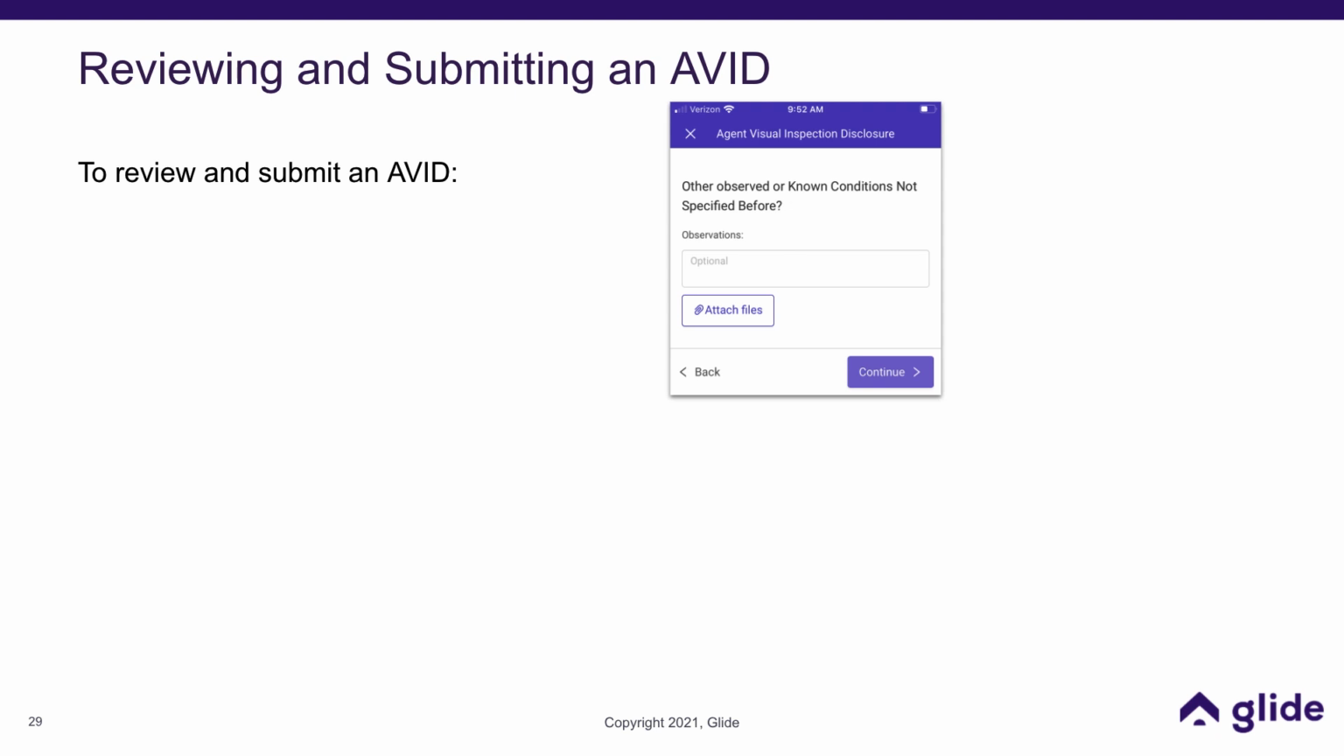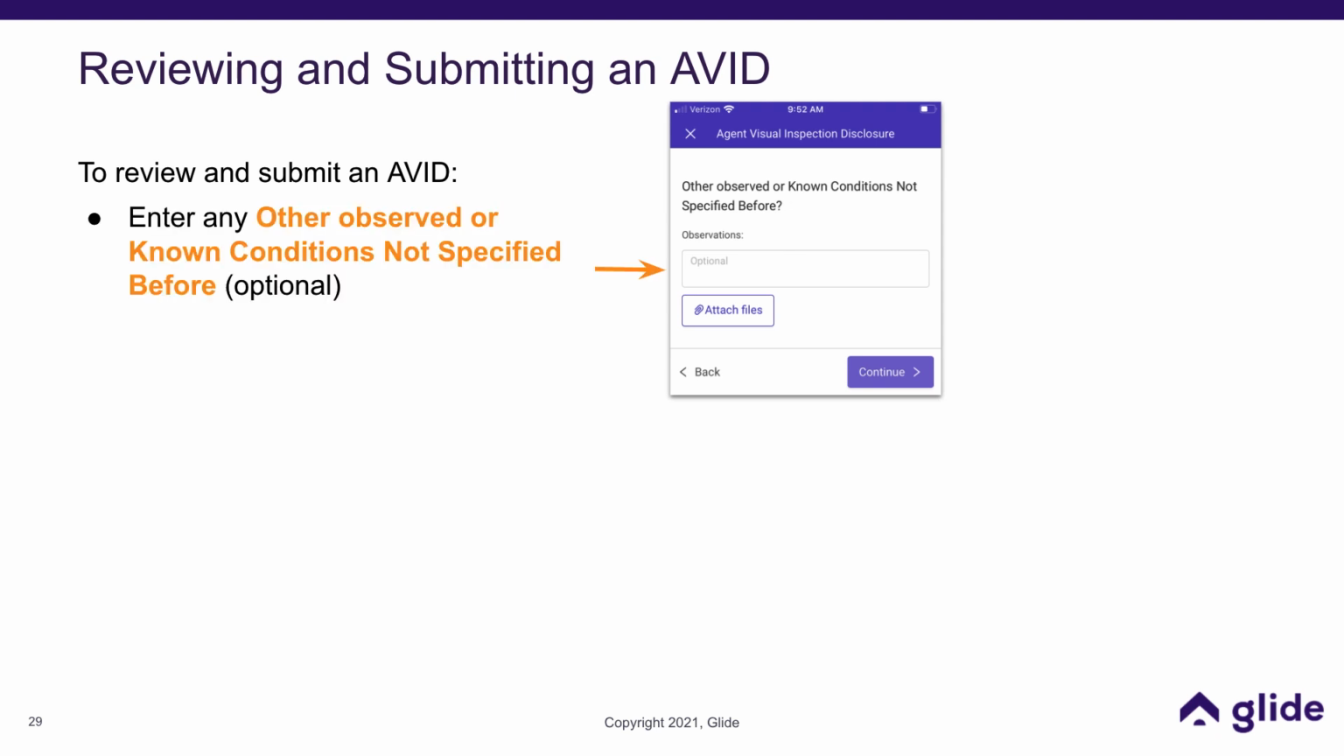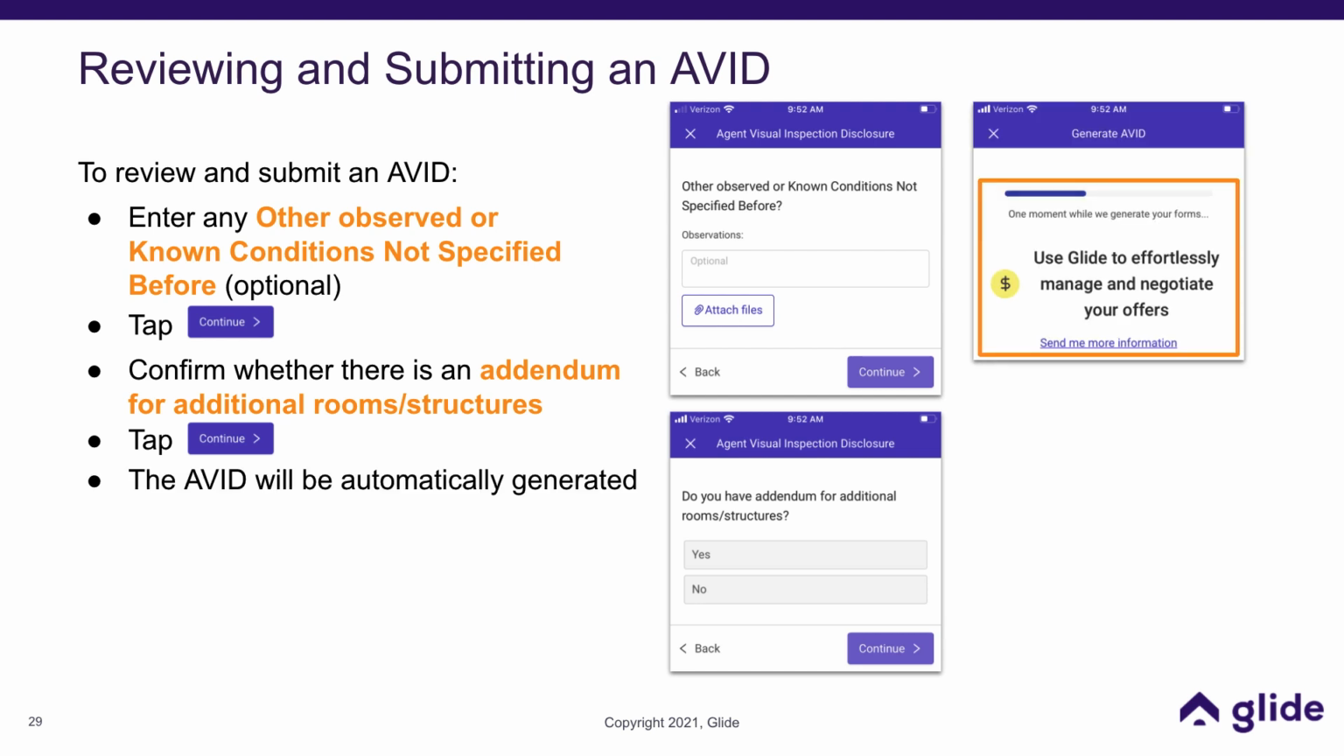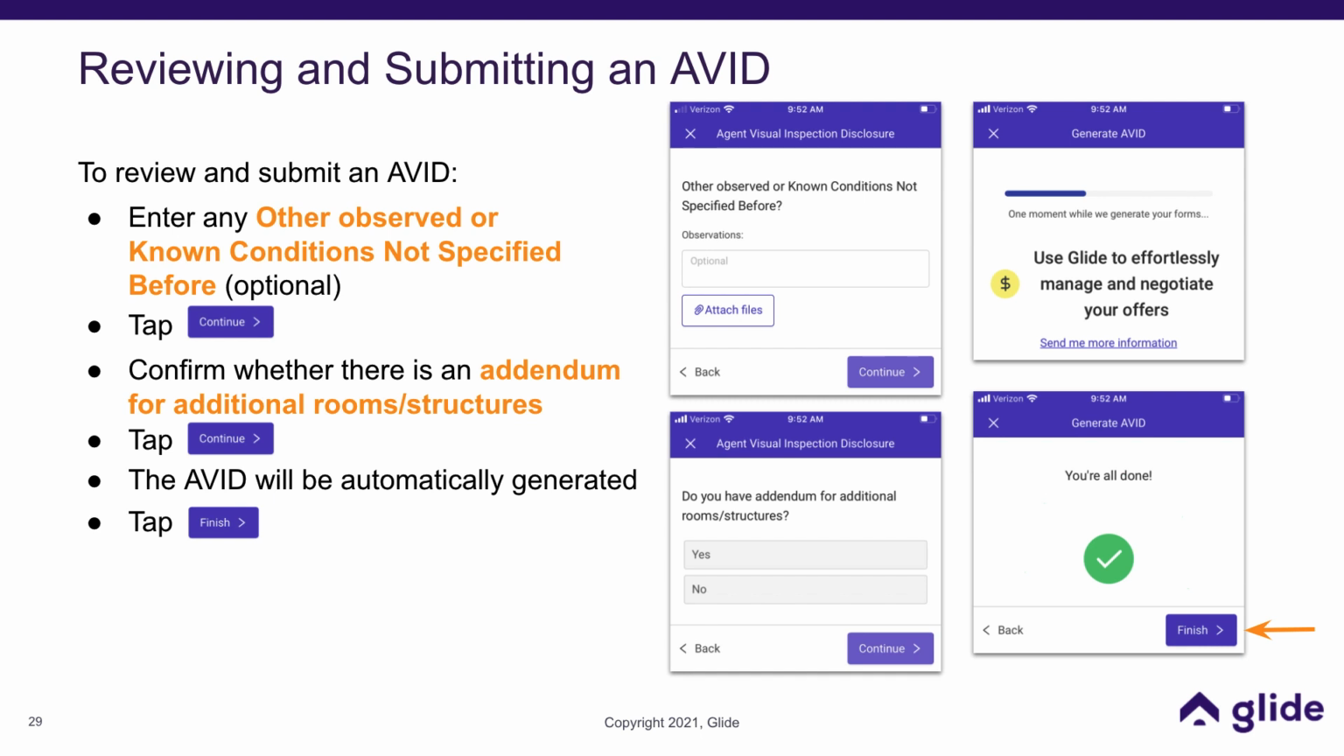To review and submit an Avid, first enter any other observed or known conditions not specified before. However, this is optional. Tap Continue, then confirm whether there is an addendum for any additional rooms or structures. Once your selection is made, tap Continue. The Avid will be automatically generated within a few seconds. Then you can tap Finish to return to the Disclosures section of the transaction.